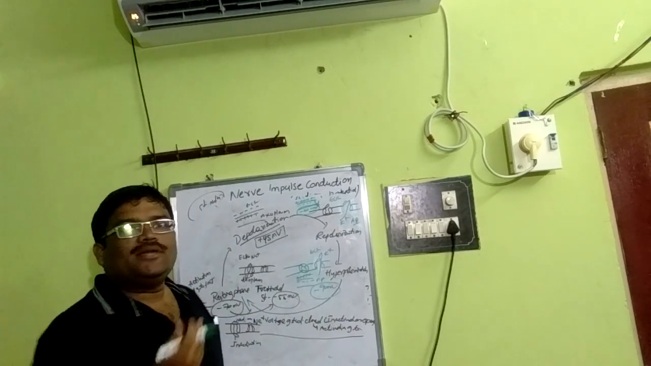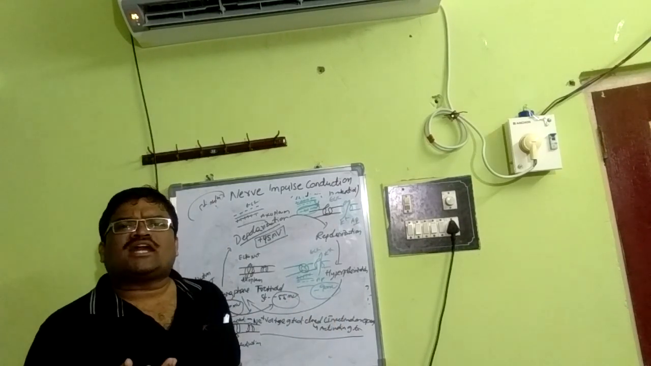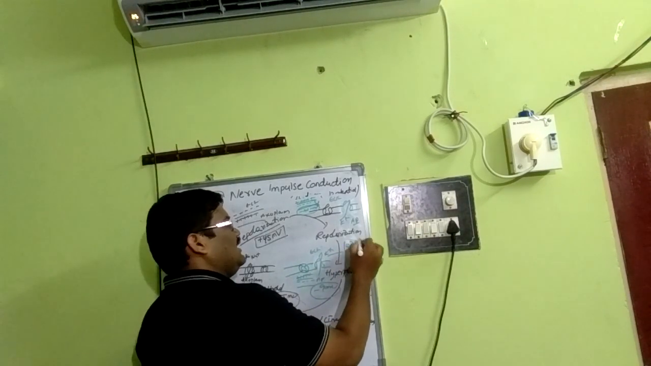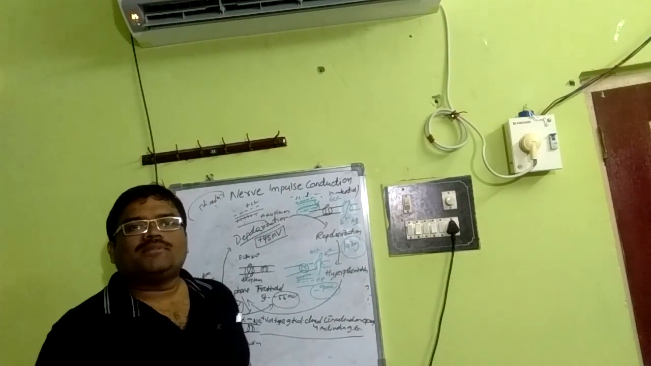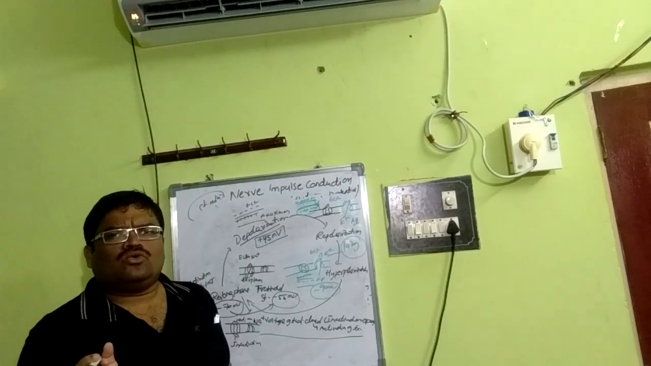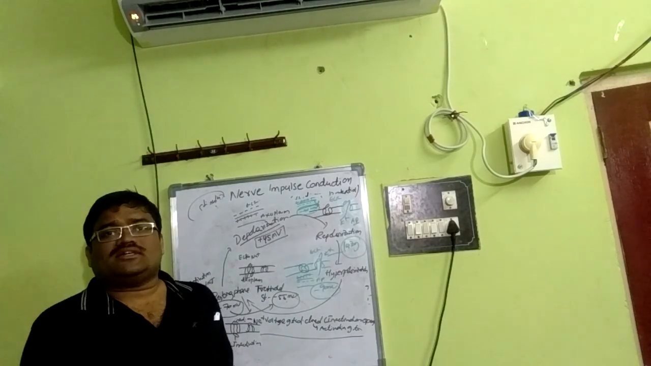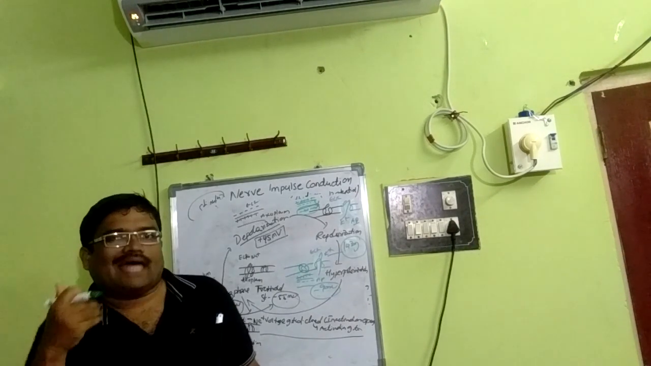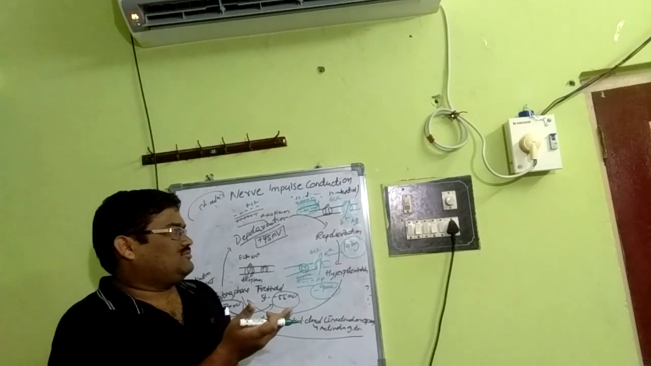Why does this happen? Because potassium gated channels are called lazy channels. The activation gate of the potassium gated channel closes slowly, and during this process many potassium ions go out, efflux, from the exoplasm to the ECF.